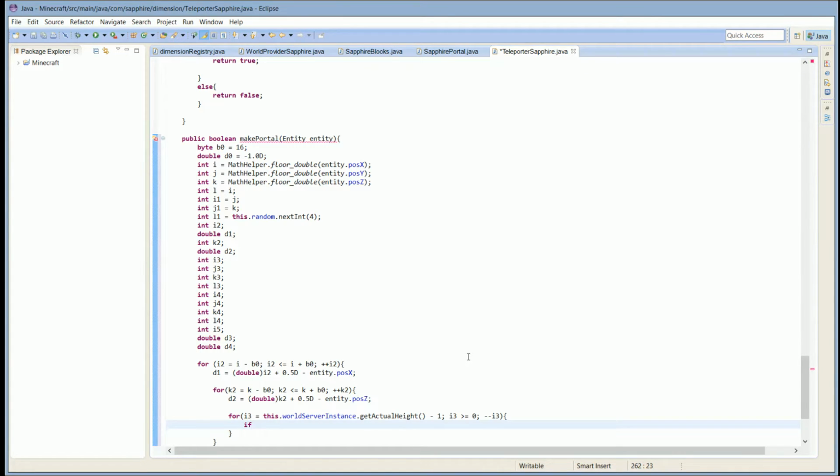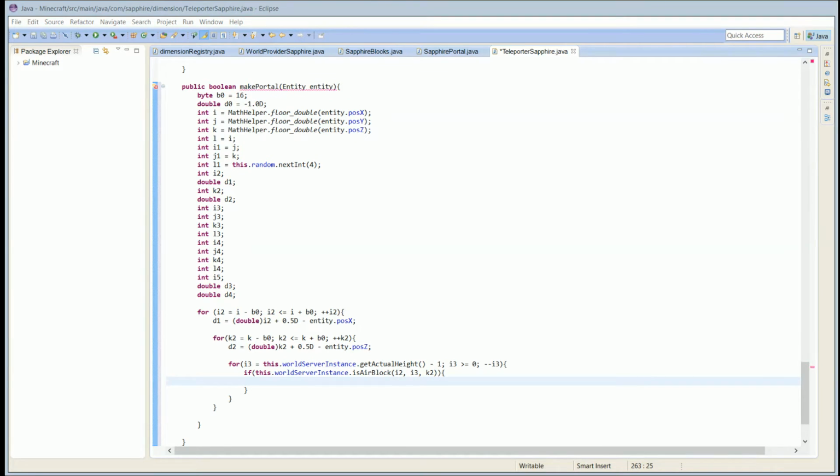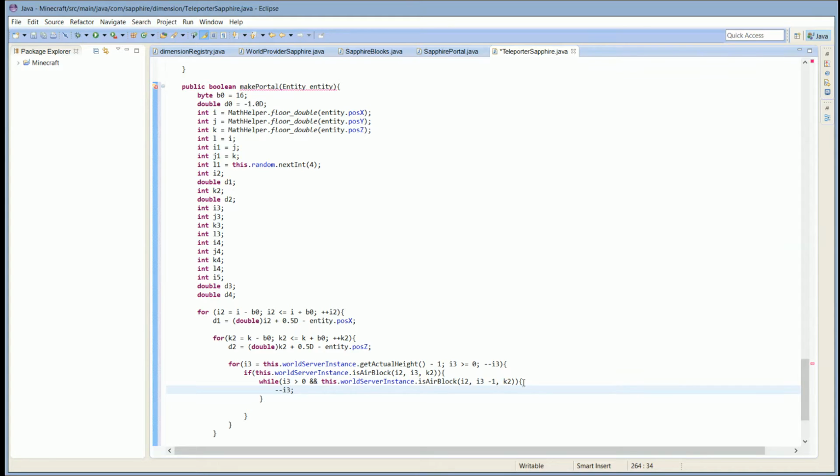And then you say if this dot world server instance dot is air block I2, I3, and K2, while I3 is greater than 0, and this dot world server instance dot is air block I2, I3 minus 1, K2. Then minus I3. Okay?